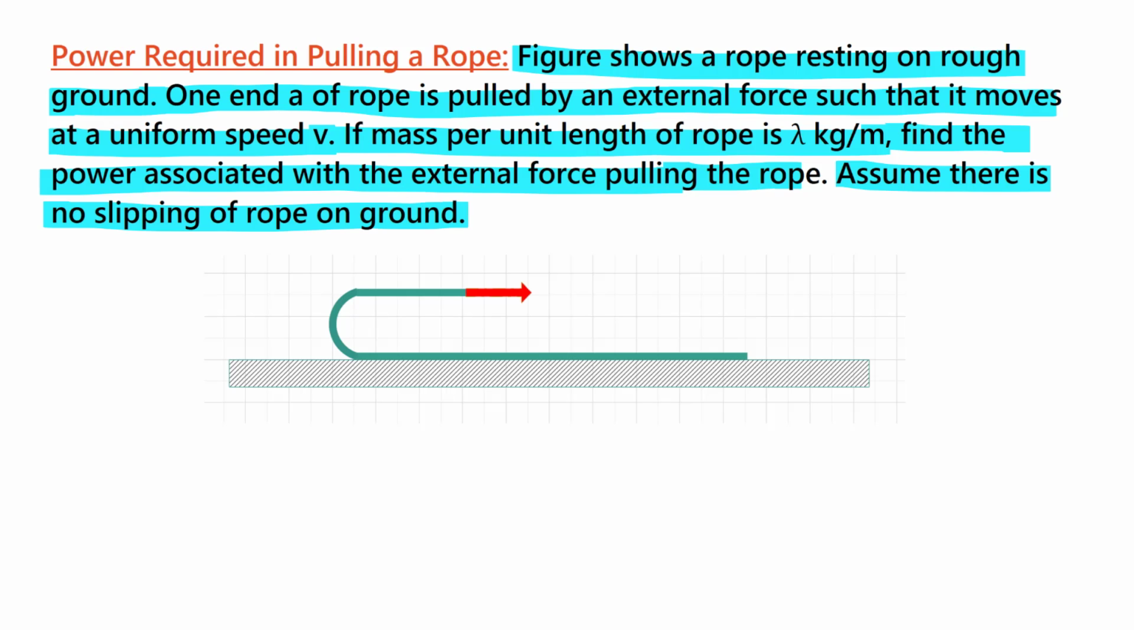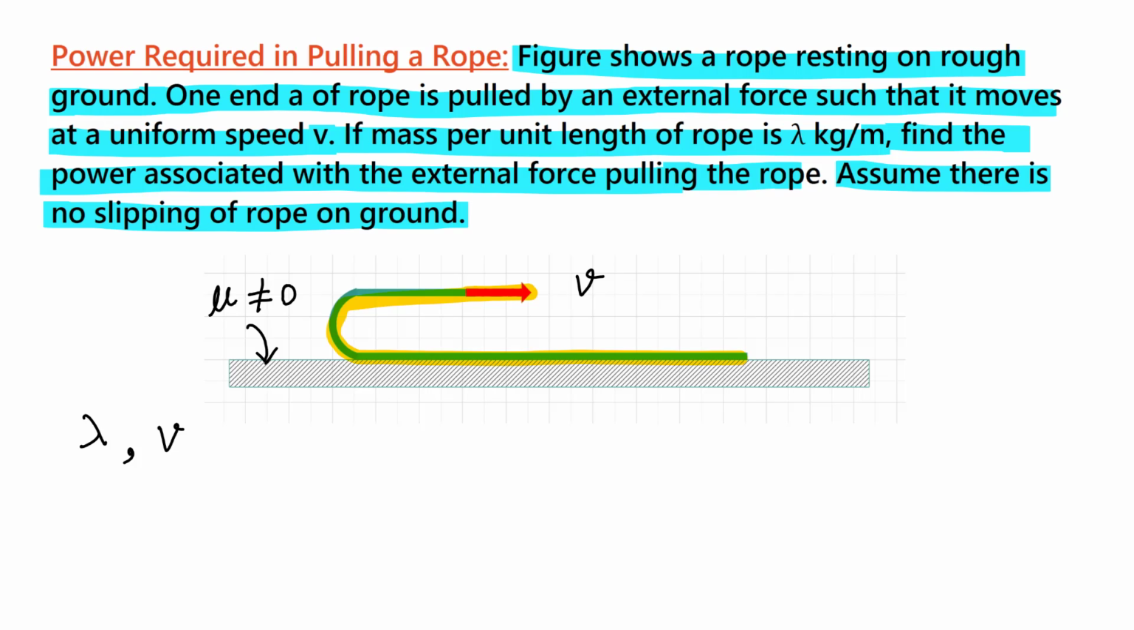So what we have in this case, a force is applied. This is the force that is trying to pull this rope, and some part of this rope is on the ground and some is basically pulled. Now lambda is given, that is, mass per unit length is given, and it is also given that this moves with a uniform speed v. So speed is uniform, and this ground is not smooth, so it has some roughness, so mu is not equal to 0 in this case.